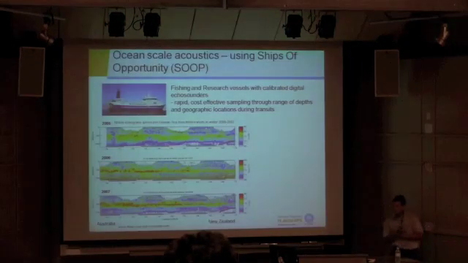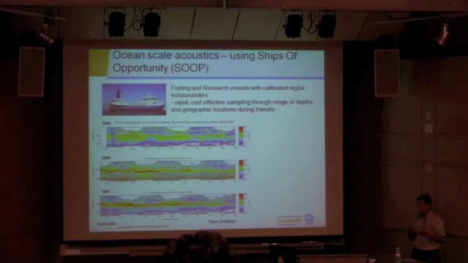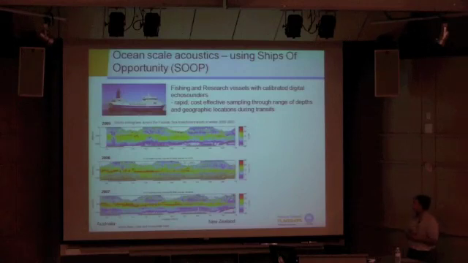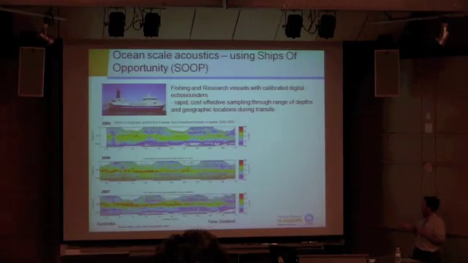When we started this program back in 2004, 2005, we proposed to use ships of opportunity, using fishing boats, and predominantly it was all fishing boats. Now that we've started the program, we have research boats on board as well. Research boats are hard work. Fishing boats seem to be a lot easier. They don't argue as much about what to turn on and off. And these tend to be a rapid and cost-effective method of sampling.